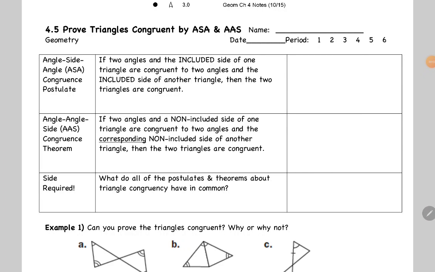Today in geometry, we're looking at proving triangles congruent by ASA and AAS. In the beginning, we started by showing that all corresponding angles and all corresponding sides were congruent in order to show that two triangles are congruent. Then we learned SSS, SAS, and HL. Now we're going to learn two more things, ASA and AAS.